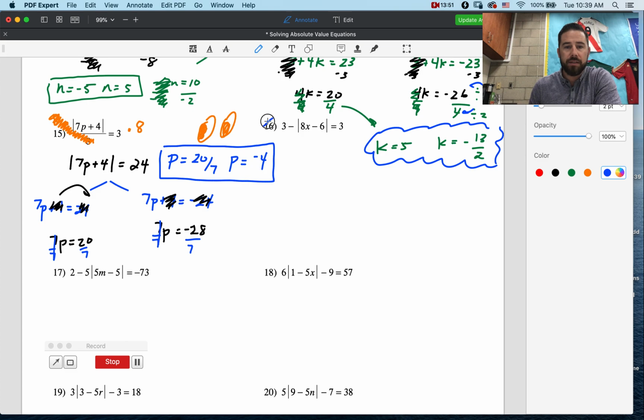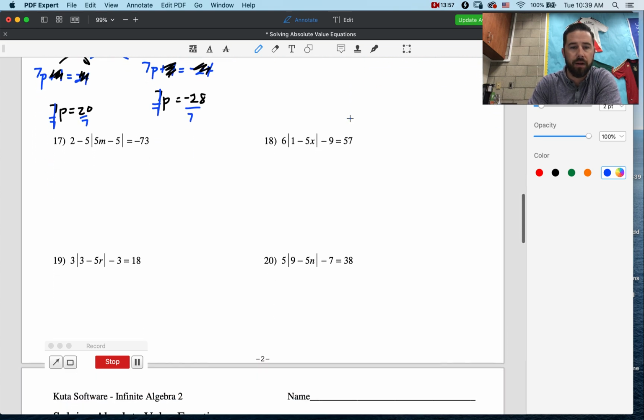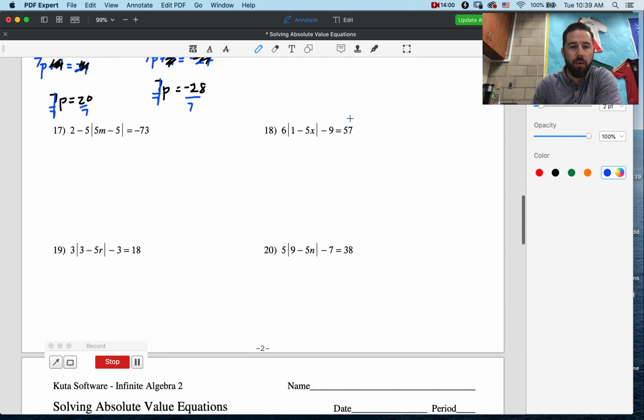Let's skip 16, because we can come back to that kind of thing later. I want you to try 18 on your own. Press pause and do 18 right here. And then we'll come back to it and we'll go over it. We're going to do 2 practice problems right now, and then we'll be done for the lesson.